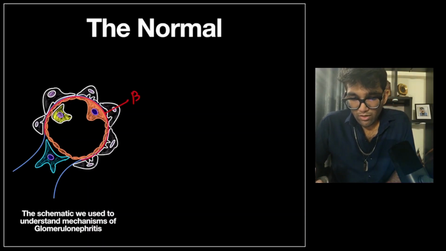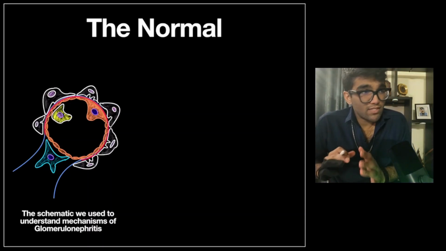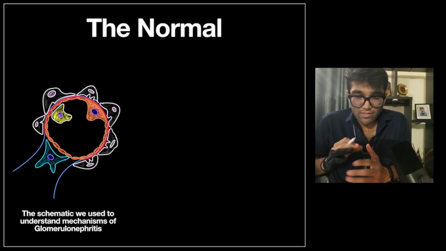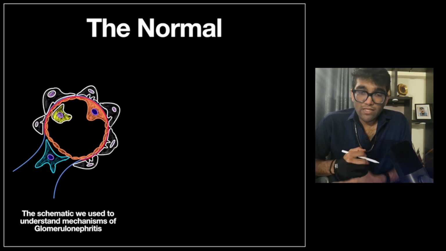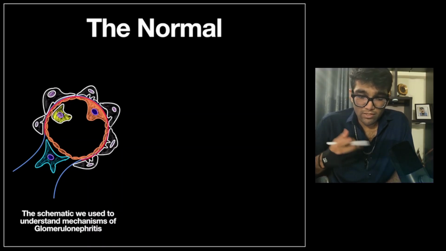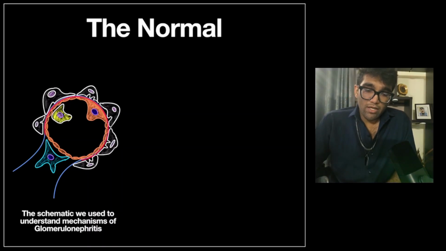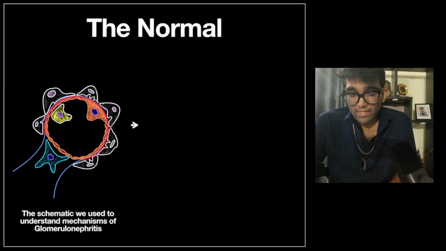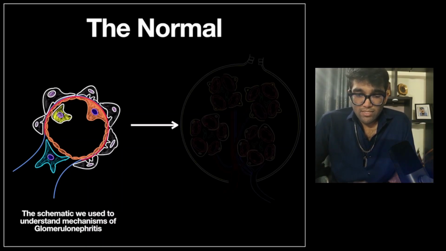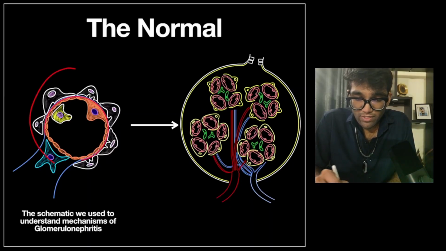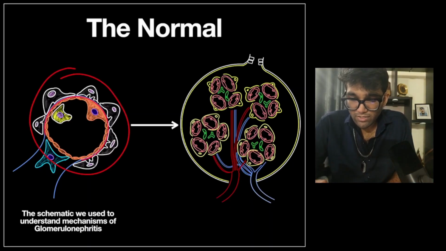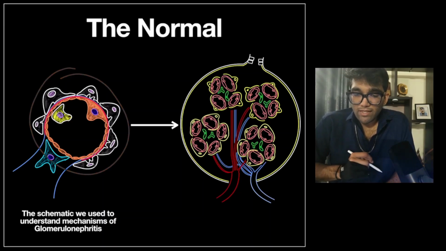Now, this schematic is easy to understand, and it helps with understanding the mechanisms behind the various forms of glomerular inflammation and glomerular nephropathies. However, it's not really what you see under the microscope. So what do we see under the microscope? What we see is, at least schematically, this. I've taken one of these capillary cut sections and shown you how it looks when you see it under the microscope.